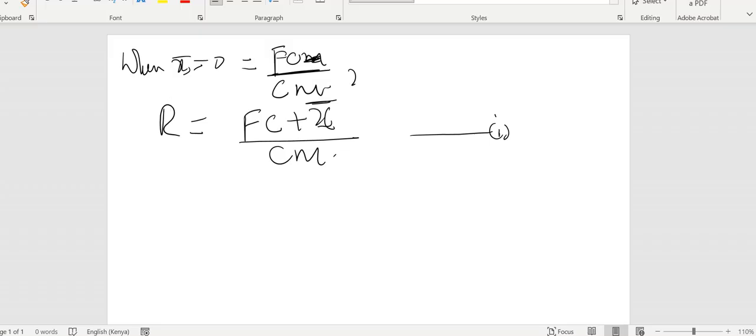The targeted revenue, where you are given the contribution ratio here, contribution ratio. So the revenue is equal to fixed cost. Fixed cost was how much? 360,000. Yes.